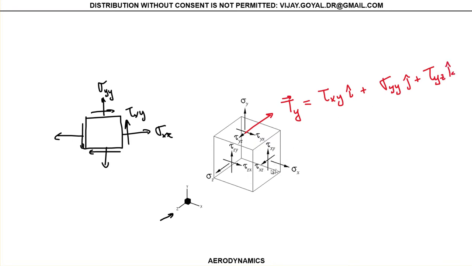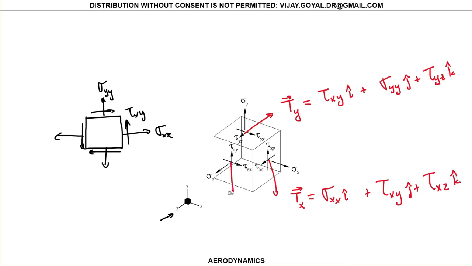Okay, and then on this plane here, you're going to have a resultant stress vector that is equal to sigma xx in the I direction, x direction. This is in the z direction. This is in the y direction. So this is tau xy in the y direction plus tau xz in the k direction.